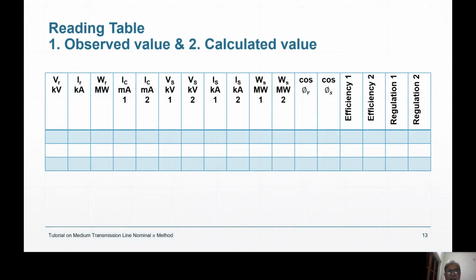So that is different. And then obviously, as you are doing in all other experiments, you will be taking readings, VR, IR, WR. Then wherever you can calculate, 1 is observed value, 2 is calculated value, right? So you will have this table. The first reading will be the no-load reading, so you will be able to observe the Ferranti effect. And then you have to go on loading and see the effect of loading. As you increase the load, the regulation is going to deteriorate. As you increase the load, the efficiency is going to decrease, right?